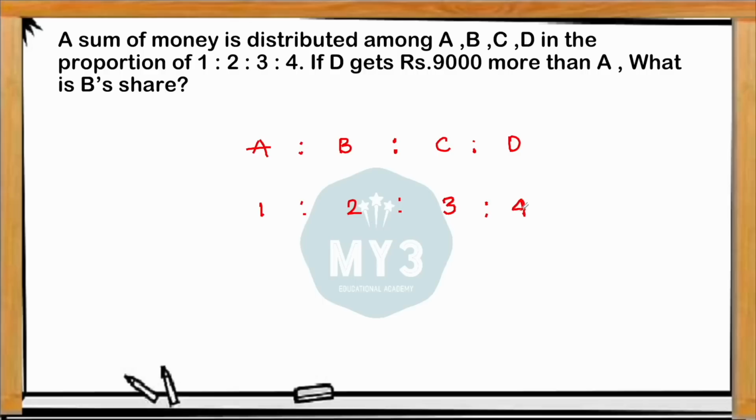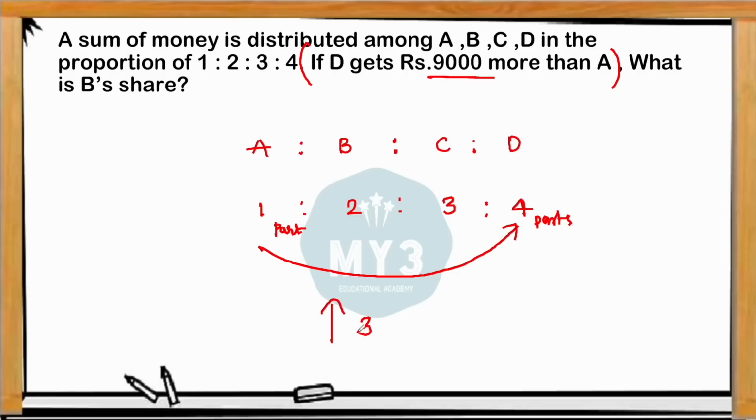And D gets 9,000 more than A. And if you observe, A is getting 1 part and D is getting 4 parts. How many parts D is getting extra, you just need to observe. So because the question is connecting between D and A, I am using only those 2 parts. So D is getting 4 parts, A is getting 1 part, means D is getting 3 parts extra. This 3 parts extra is given as 9,000 for us. That means 3 parts is 9,000. That means 1 part is 3,000.